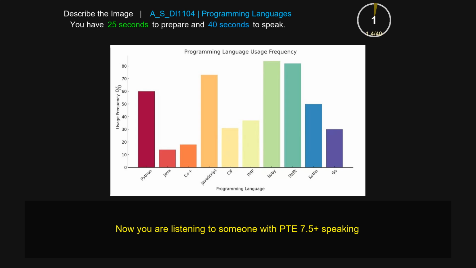The information is given in the form of a bar graph, which represents the programming language usage frequency. On the x-axis, different languages are mentioned: Python, Java, C++, JavaScript, and Go, respectively. On the y-axis, usage frequency percentages are also mentioned from 0 to 80%. The number for C++ is around 20%, and for Go is around 30%. The highest one is for Ruby, which is 80%, and the number for Java is the lowest, which is 15%.